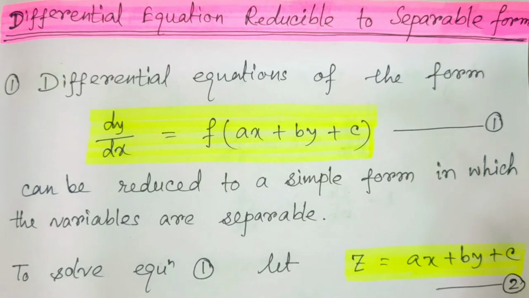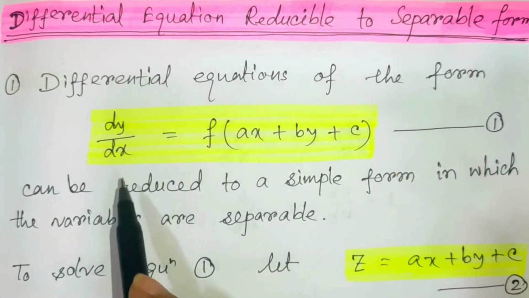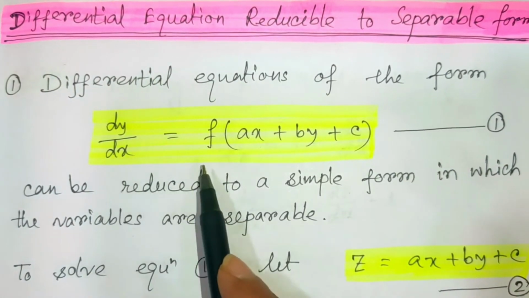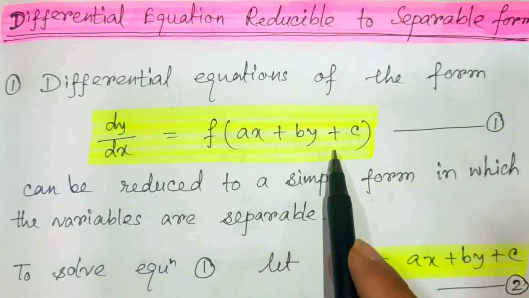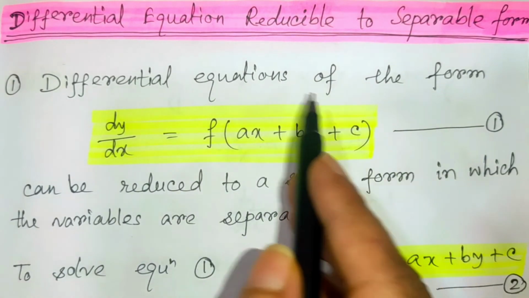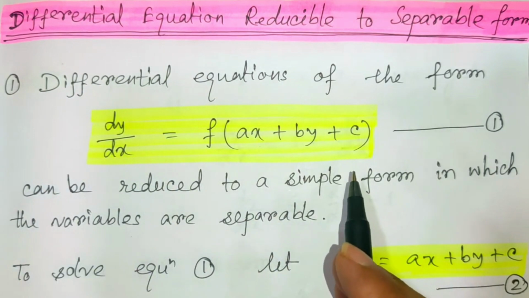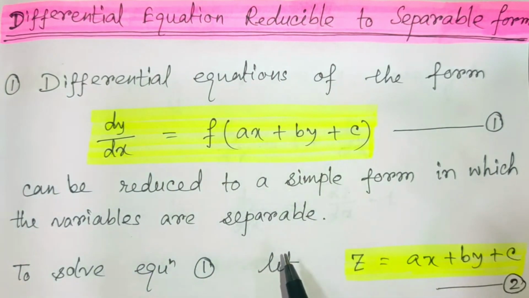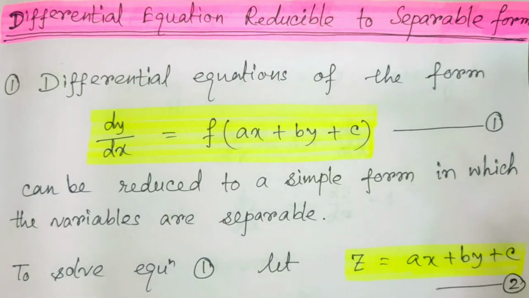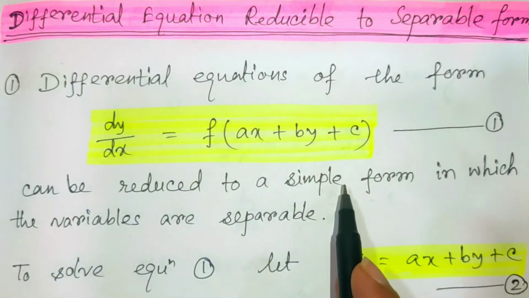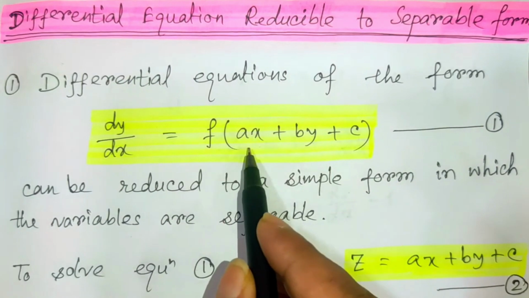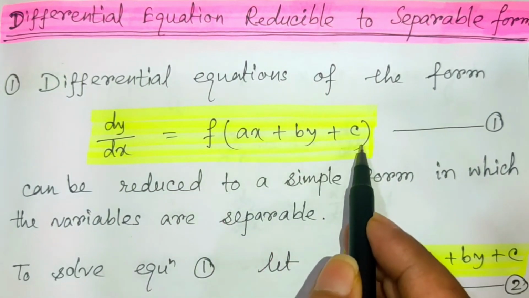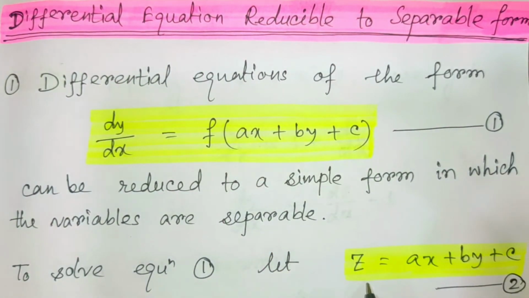So now at first suppose the given equation is in the form dy by dx is equals to f of ax plus by plus c. If this type of format is given for the differential equation, then these equations can be reduced to a simpler form where the separation of variable method can be applied. So now for this equation, if we want to solve, we should put this entire ax plus by plus c is equals to z, some other variable.